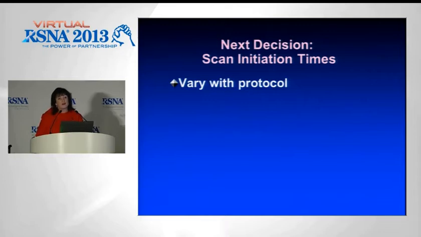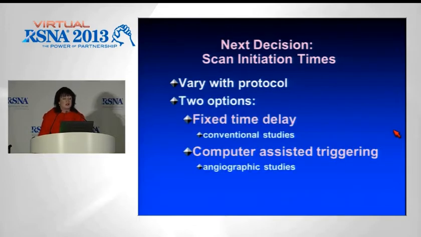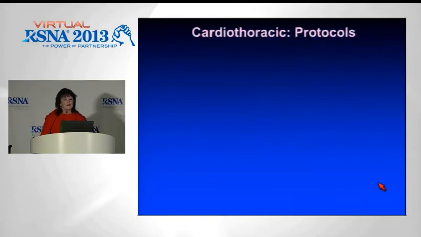One of the most difficult things to decide upon is the scan initiation time. So when you start the contrast injection, when do you start the scan? And how do you do that? We have several choices. You can do a fixed time delay depending on the age and the weight of the patient, and we usually do that for conventional thoracic studies, so we just have an empirical delay and we'll start scanning at an empirical time depending on the child's heart rate and weight. There are various different types of computer-assisted triggering for angiographic studies, and I'll show those to you now.